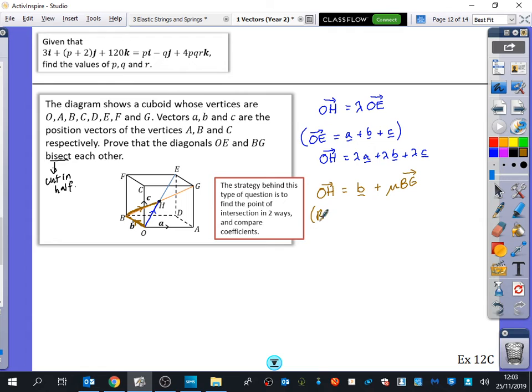Well, we better work out what BG is, because we're going to need that. How do you go from B to G? Careful. Oh, sorry. Minus B plus A plus C. Good. It is minus B plus A plus C, because you're going to go backwards along the B, along A, and you're going to go up, which is C.